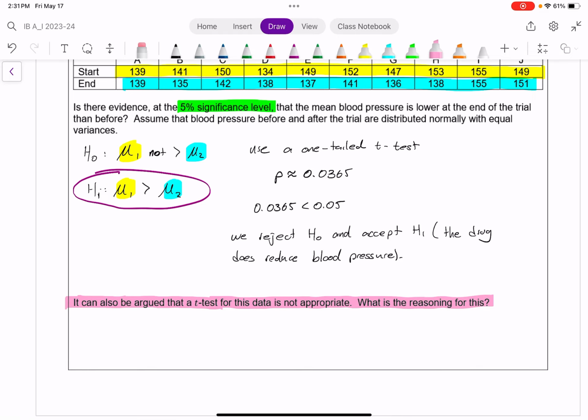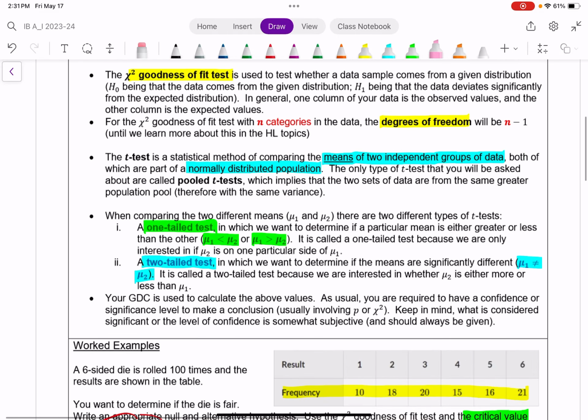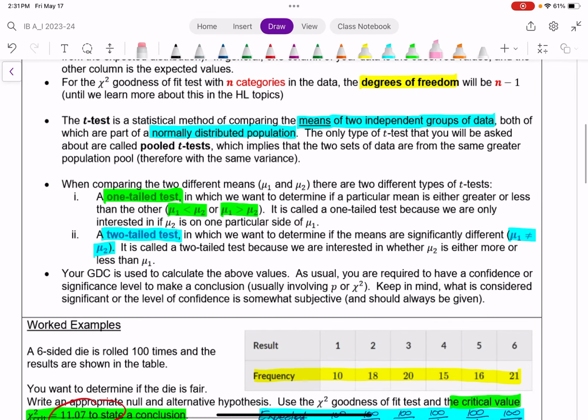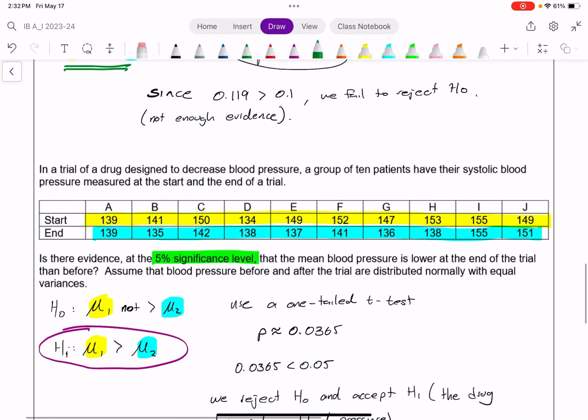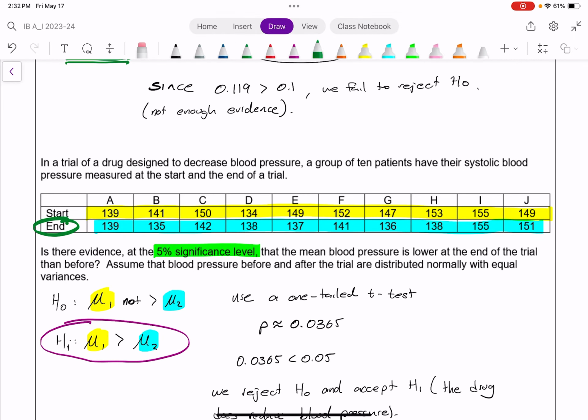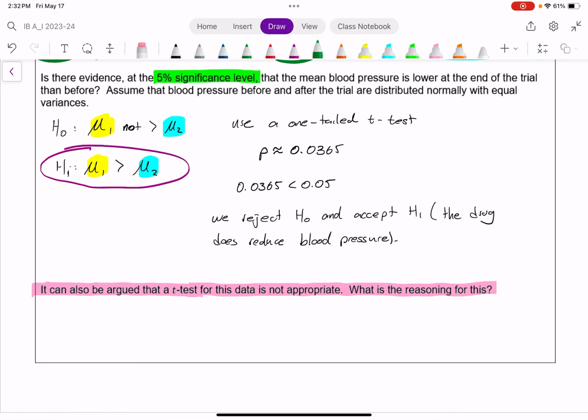And why? The key is that we should only really use a t-test when we have independent groups of data, and these are not independent. By that I mean your ending blood pressure is definitely related to your starting blood pressure. The two are not completely independent of one another, and that makes a big difference. If these two sets of data are dependent on each other, then we should not use a t-test, which means really this wonderful work we did is not valid.